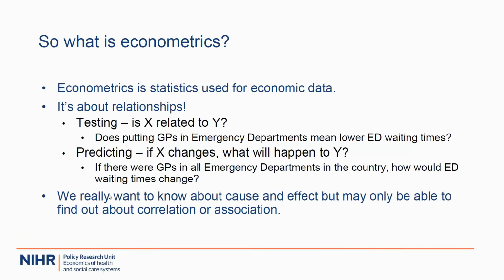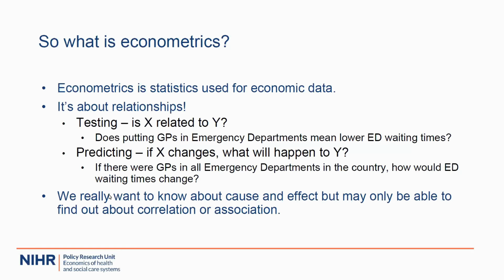So if we've decided to use econometrics, then what is it? Well, it's a statistical method which is trying to understand relationships. It's used to test whether X is related to Y. And we use that generic word just to try and allow us to apply the same method to lots of different contexts. So in this example given before, X would be GPs being present and Y would be our outcome of interest, waiting time, or returning to an ED shortly after leaving.